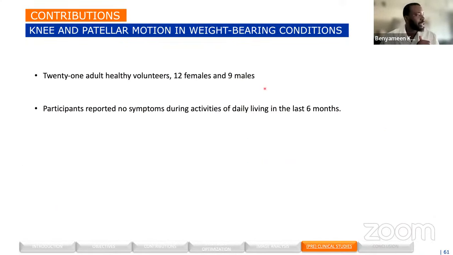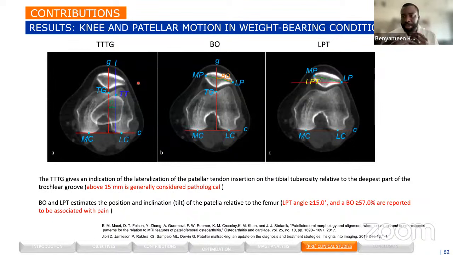And to test this out, we looked at around 21 adult healthy volunteers, and we ensured that these participants were healthy, so they didn't have any conditions in the past 6 months. They went through this dynamic scan on our device. To evaluate the kinematic information, we relied on orthopedic metrics such as the TTG, BO, and LPT. These were measured on the first image, which we call the static image, and we could automatically propagate them over all the dynamic images in time. So basically, we were computing these metrics as a function of knee motion.